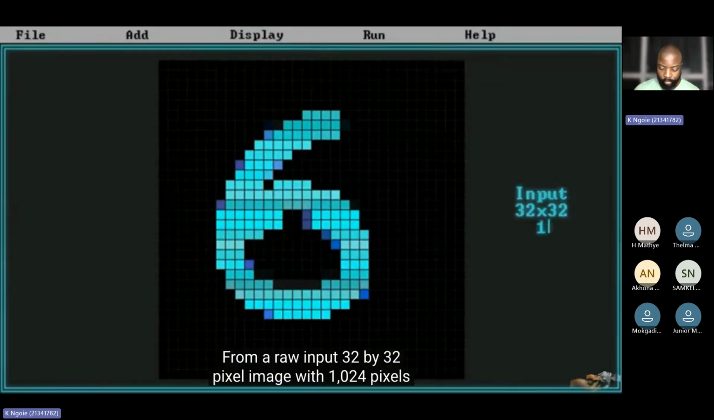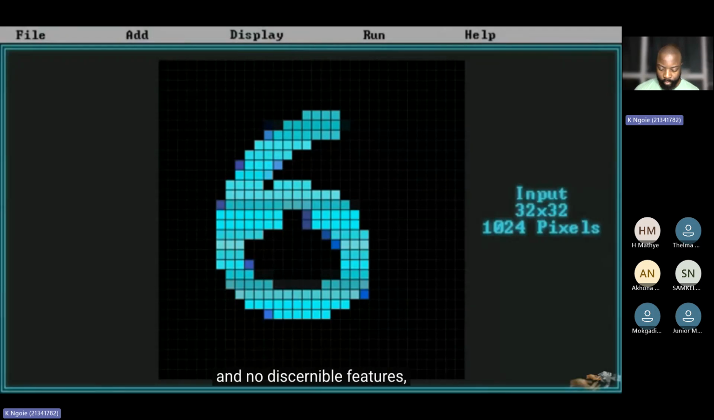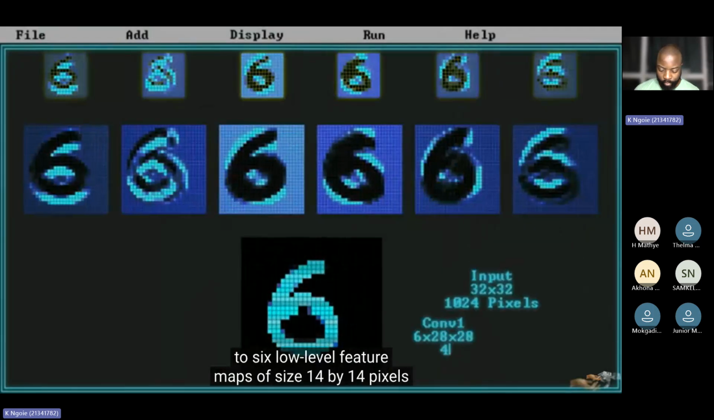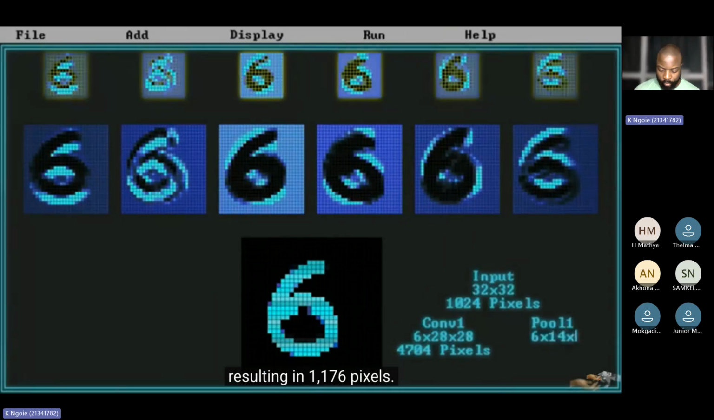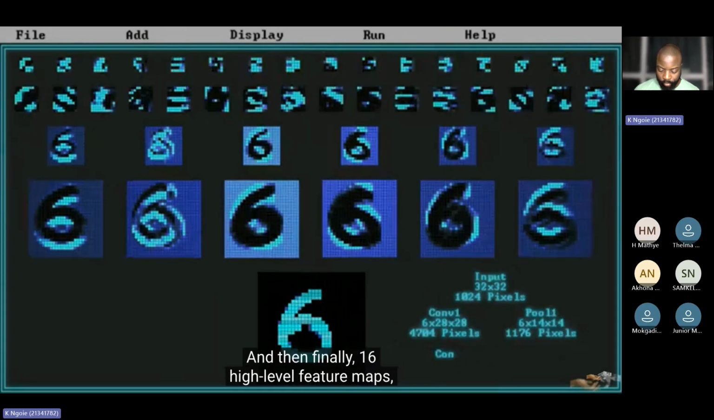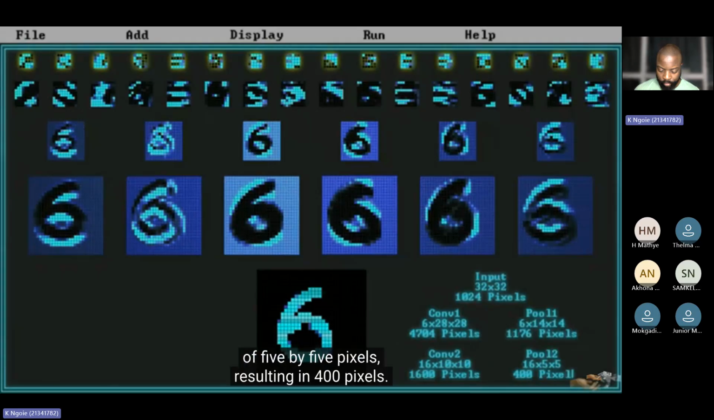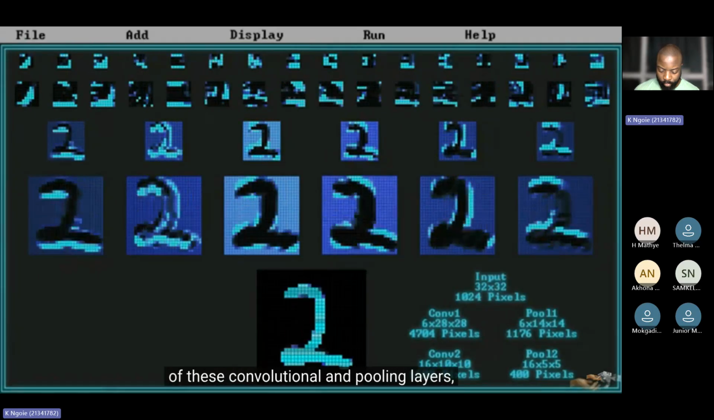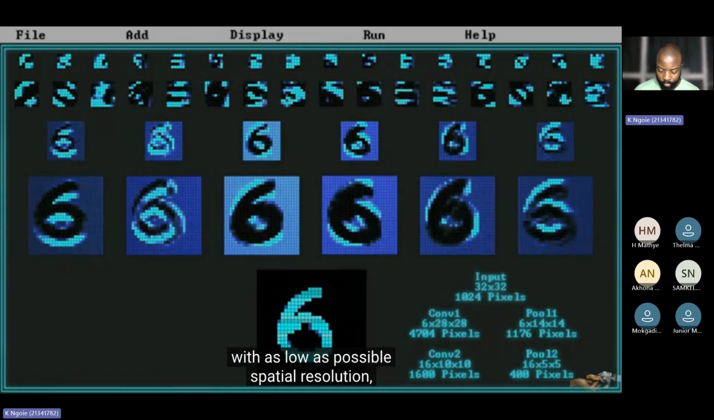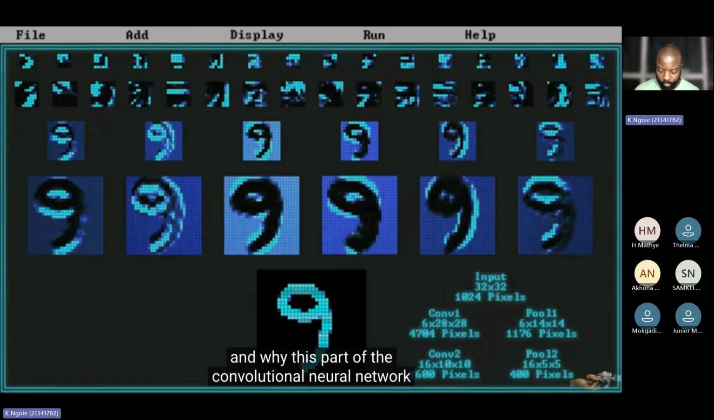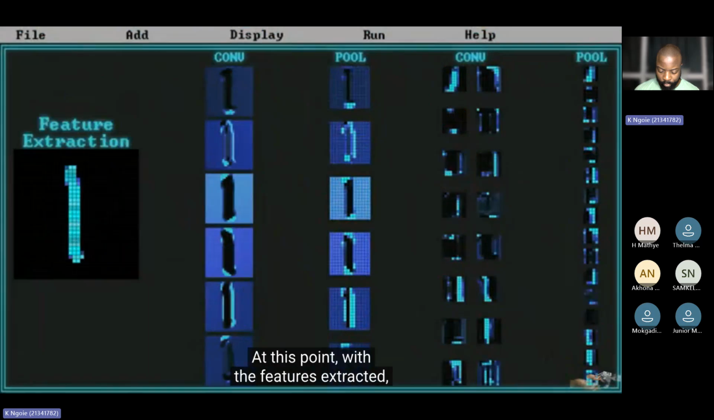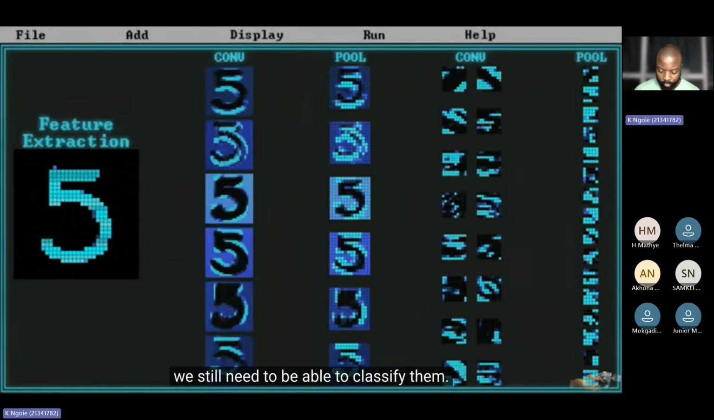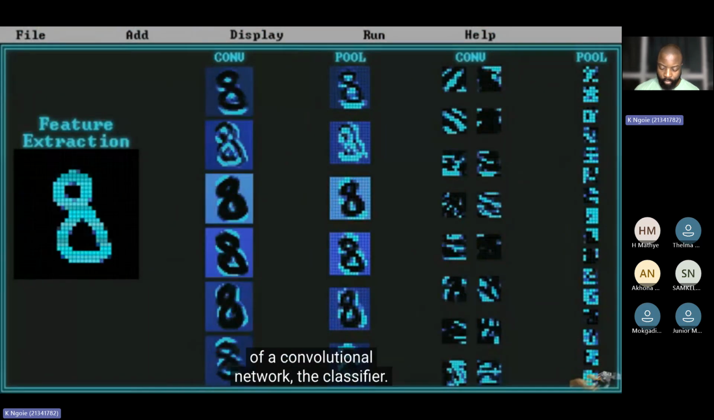From a raw input 32 by 32 pixel image with 1024 pixels and no discernible features, to 6 low-level feature maps of size 14 by 14 pixels resulting in 1176 pixels, and then finally 16 high-level feature maps of 5 by 5 pixels resulting in 400 pixels. And this in general was the whole point of these convolutional and pooling layers, to detect high-level features with as low as possible spatial resolution, and why this part of the convolutional neural network is referred to as feature extraction. At this point, with the features extracted, we still need to be able to classify them, hence the second part of the convolutional network, the classifier.